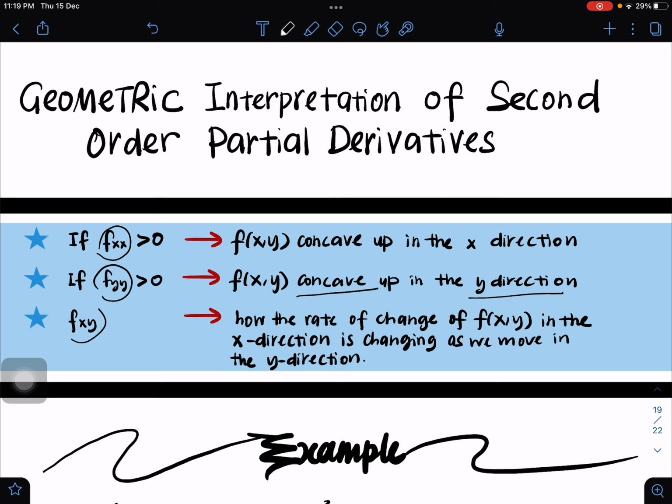While if you have mixed derivative, okay, you have the derivative of xy or you have derivative of yx, it will show you how the rate of change of the function fxy in the x direction is changing as we move in the y direction. So the mixed partial derivative will give you how perubahan kadar function ini berlaku dalam direction x, okay, bila kita bergerak dalam y direction. Kalau fyx means perubahan function f pada y direction bila kita bergerak pada x direction. Okay, so this one is just the interpretation.